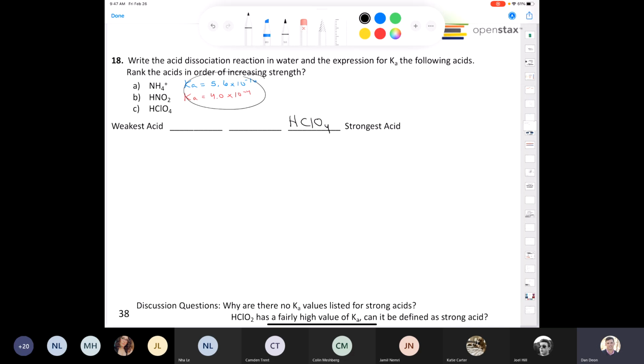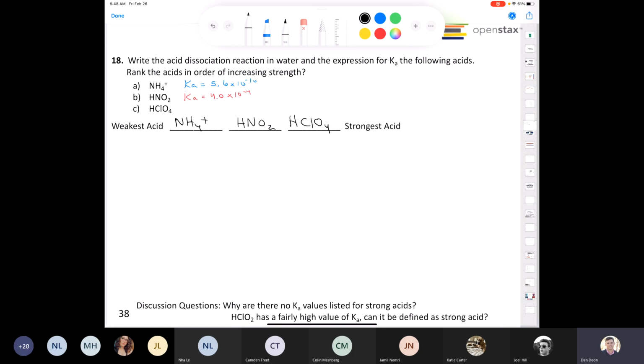Okay, then if I compare the relative Kas of the other two, the weakest acid is going to be the one with the lower Ka, right? So the weaker acid is going to be the ammonium ion, and then nitrous acid, HNO2, is going to be somewhere in the middle. Let's just write the dissociation reaction with water with, let's say, ammonium.